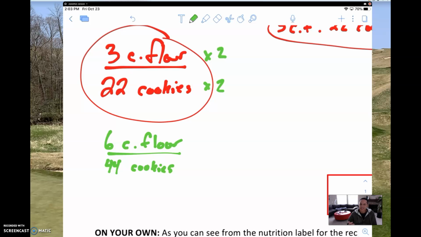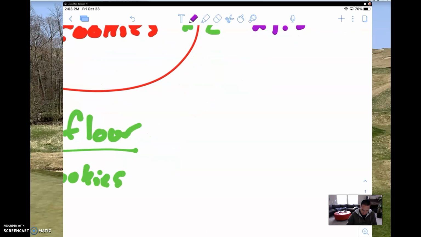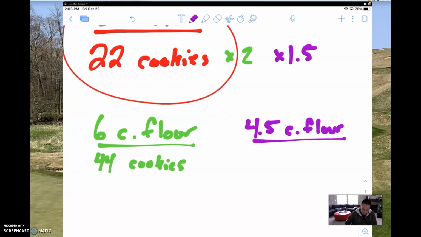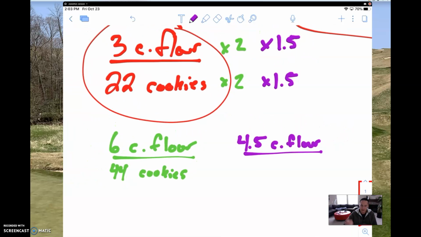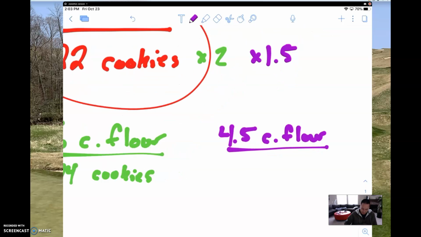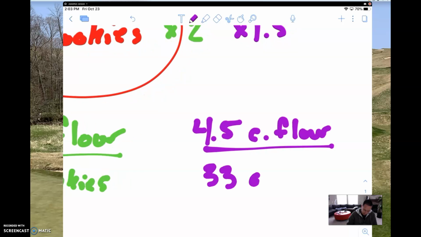Let's say, hypothetically, instead of doubling it, maybe you don't want all 44. Maybe you want to multiply it by just 1.5. So you could take those and multiply it by 1.5 instead. Let's see what happens when we multiply it by 1.5. If we take 3 and multiply it by 1.5, that means we're going to have 4.5 cups of flour. And if I have 4.5 cups of flour and I increase all the other ingredients at the same proportions, then I'm going to have 22 times 1.5. That's 33 cookies.